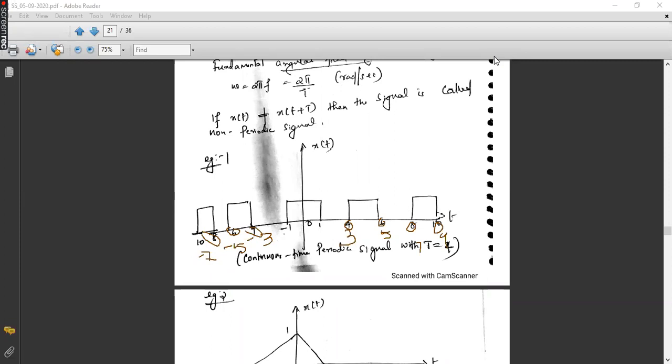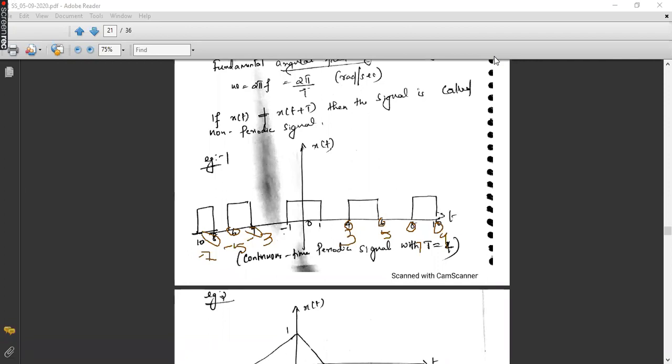-1 to 3 means what's the time period? Just calculate -1 to 3. So 4. 4, sir. Very good. Similarly, what is from 3 to 7? What is it? 3 to 7 is also 4, isn't it? 4. Same, sir. Yes, sir. So the time period of the signal is 4.